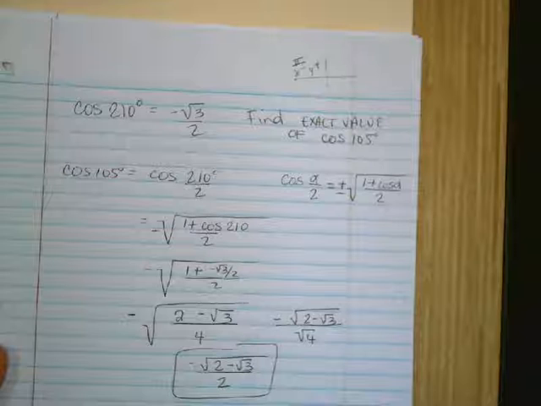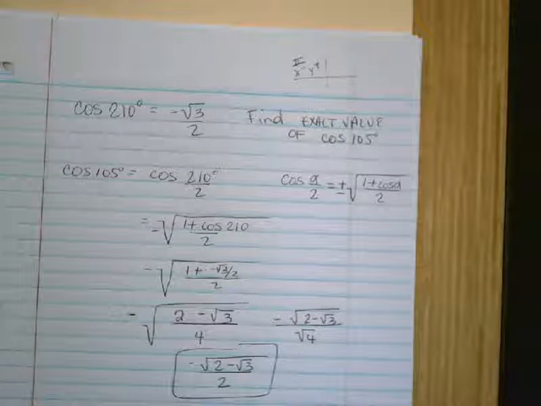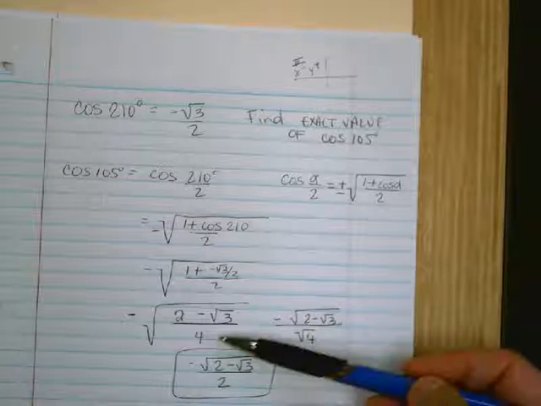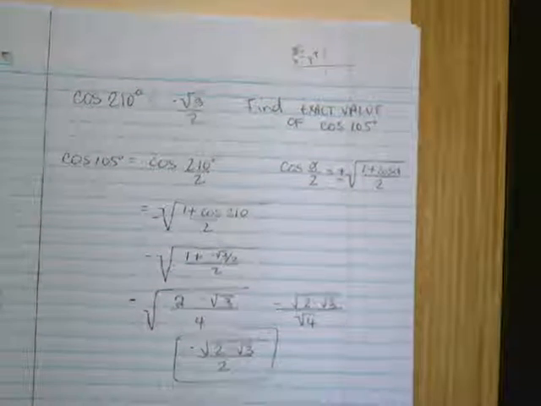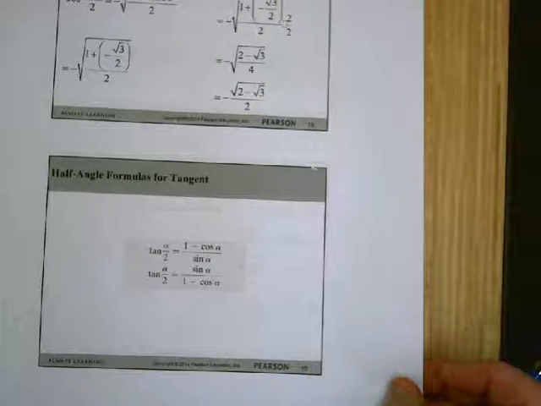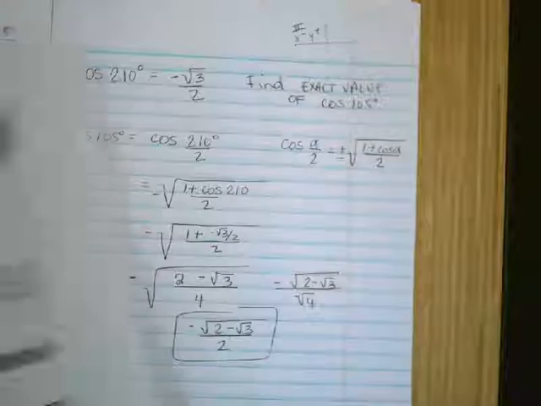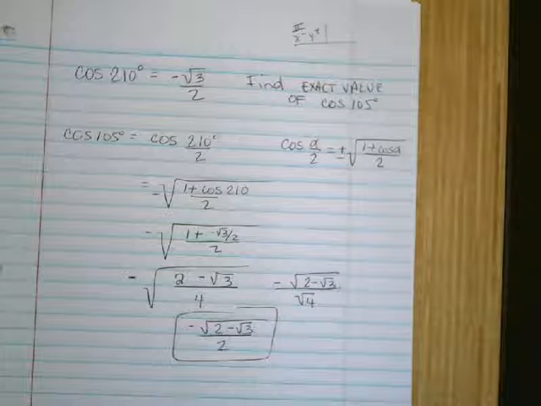Okay, that is my answer. It's okay to have a radical under a radical, but it is not okay to have an entire fraction under a radical. So that's the cosine. Now there's also half angle formulas for the tangent. They're given here. You'll use those in this lesson as well.